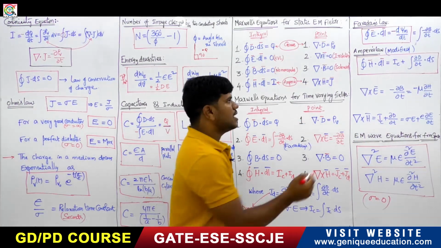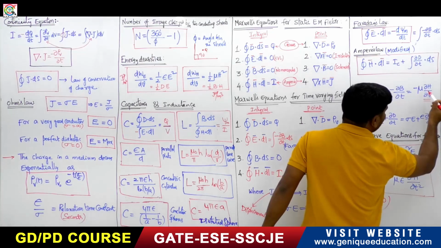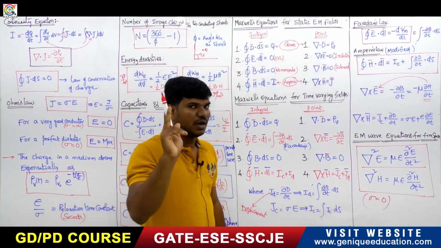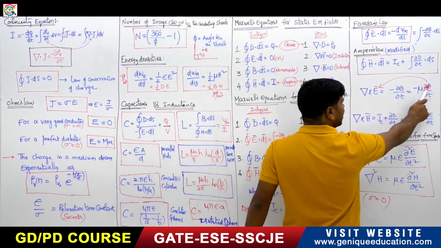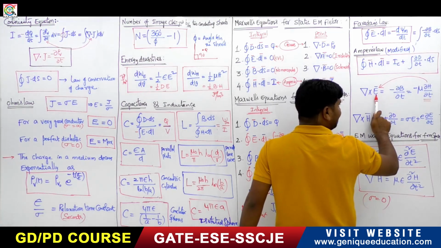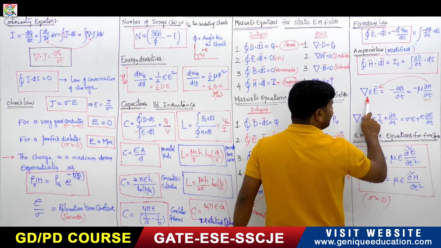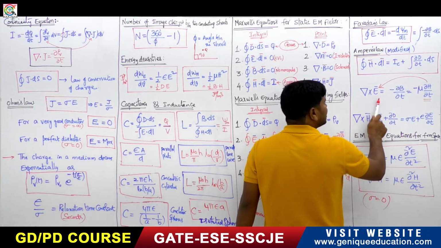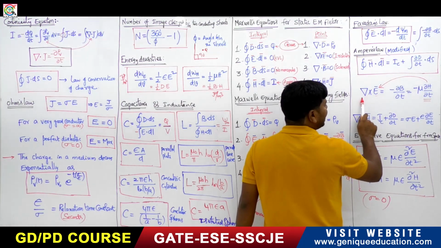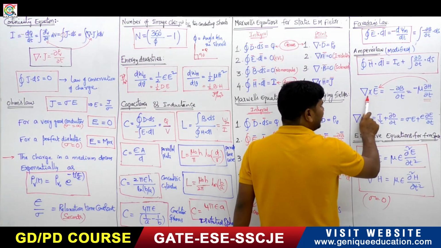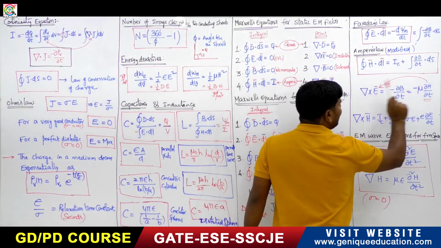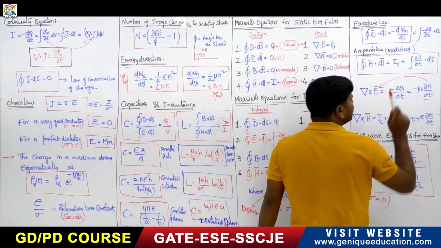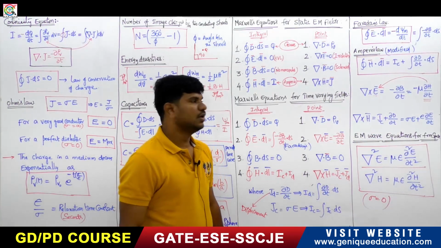You should understand that the time varying magnetic field produces an orthogonal space varying electric field. Observe this. The time varying magnetic field produces an electric field, but this electric field has a spatial variation. Because I am taking the cross product, the produced electric field is orthogonal to the magnetic field, right?